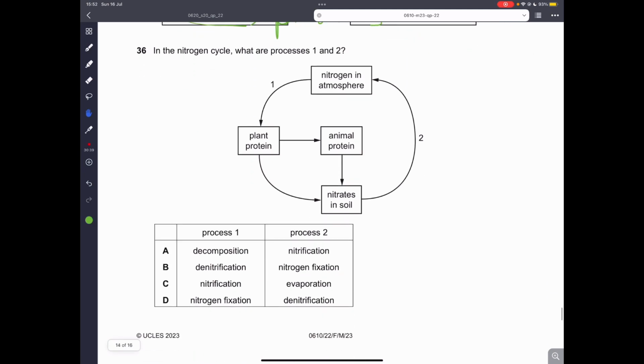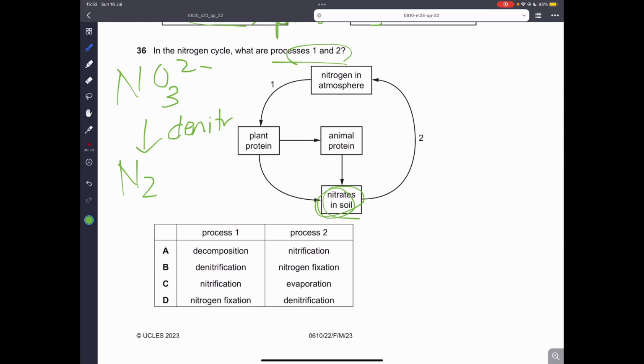36. In the nitrogen cycle, what are processes 1 and 2? So the nitrates in the soil are going to be converted back to N2. This is because of the denitrifying bacteria. And farmers really do hate this type of bacteria because it makes the soil infertile. This is the denitrification.